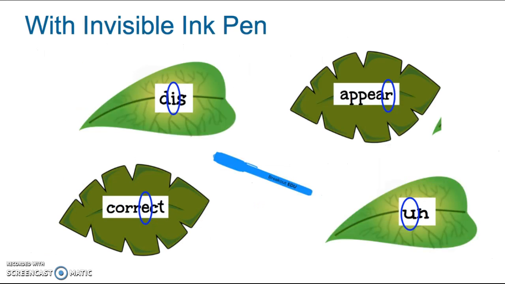With the invisible ink pen, you're going to circle some of the letters from the 4-digit lock puzzle. You'll notice you're going to circle the I on the leaf that has the prefix dis, circle the R on the leaf with the word appear, circle the E on the leaf that has the word correct, and circle the U on the leaf that has the prefix un.